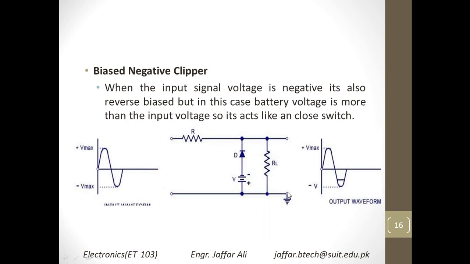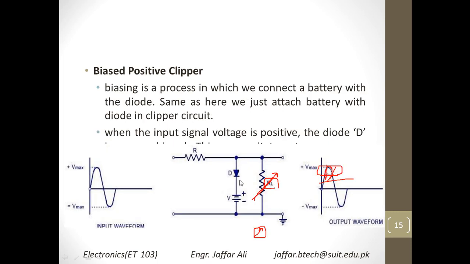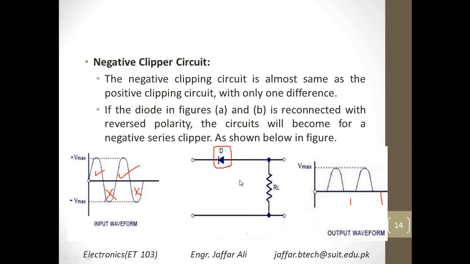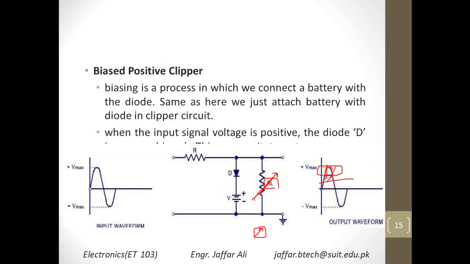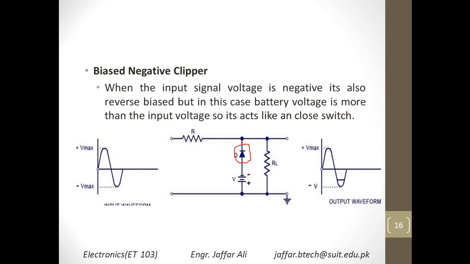And similar goes with the negative. If you want to clip the negative portion of the negative peak, you can easily do that by simply changing the direction of the diode. You see in the positive clipper the diode was in the downward direction, and in the negative clipper you see that the diode is in the upward direction. So by simply adjusting the diode and the value of RL, you can easily trim small portions of any input wave.